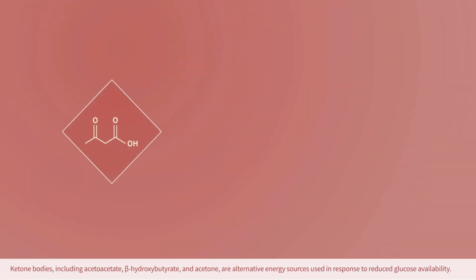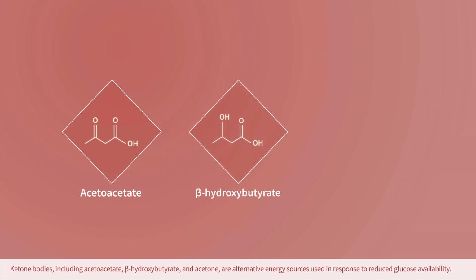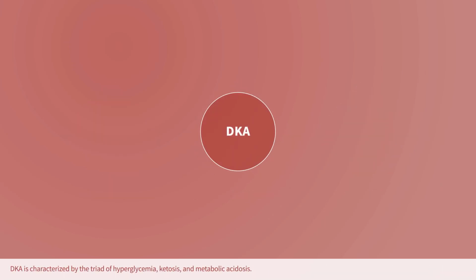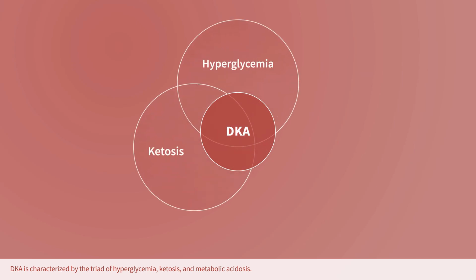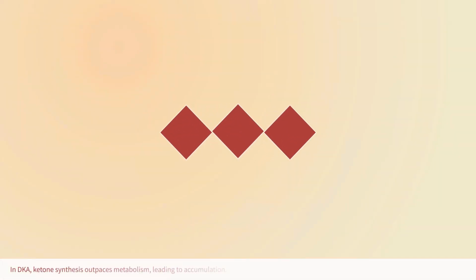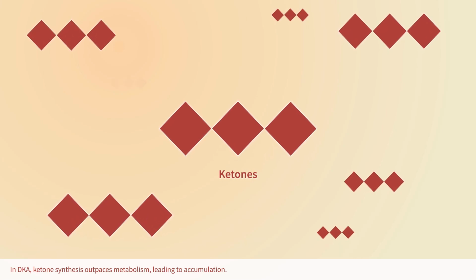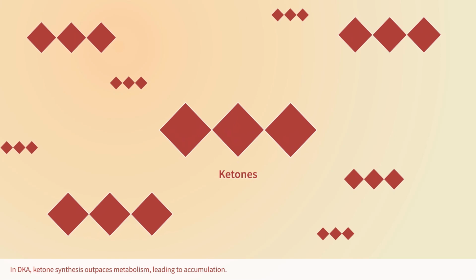Ketone bodies, including acetoacetate, beta-hydroxybutyrate, and acetone, are alternative energy sources used in response to reduced glucose availability. DKA is characterized by the triad of hyperglycemia, ketosis, and metabolic acidosis. In DKA, ketone synthesis outpaces metabolism, leading to accumulation.